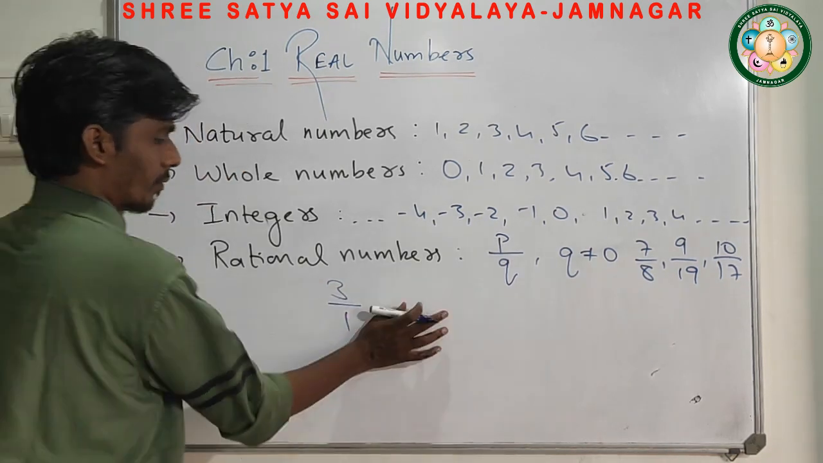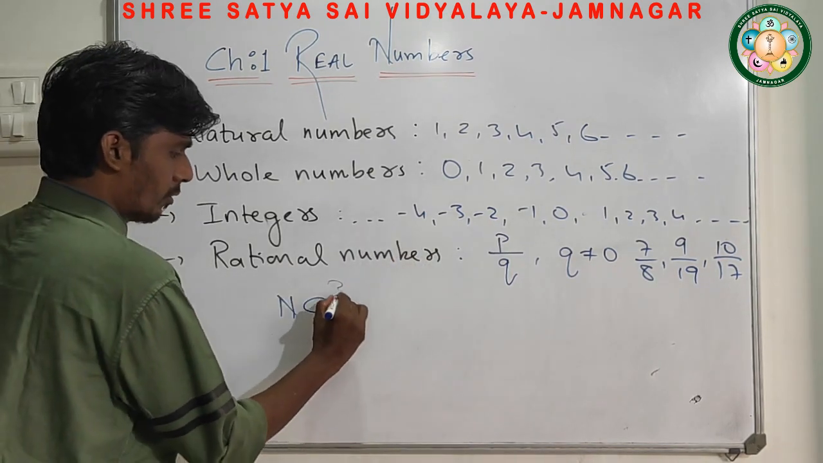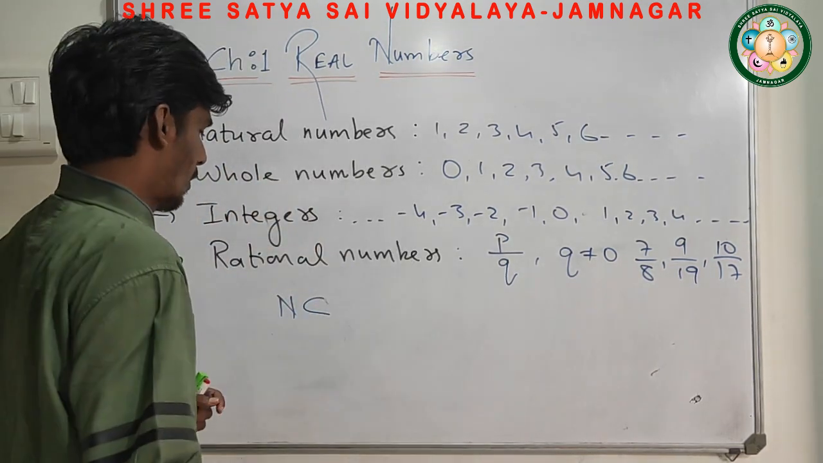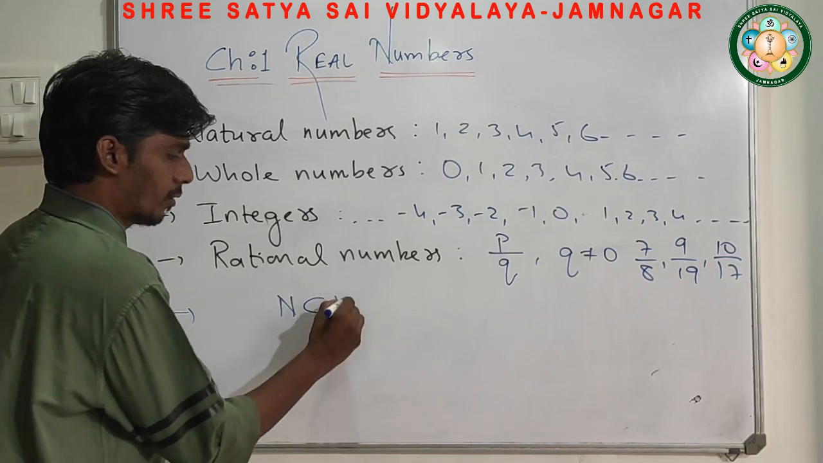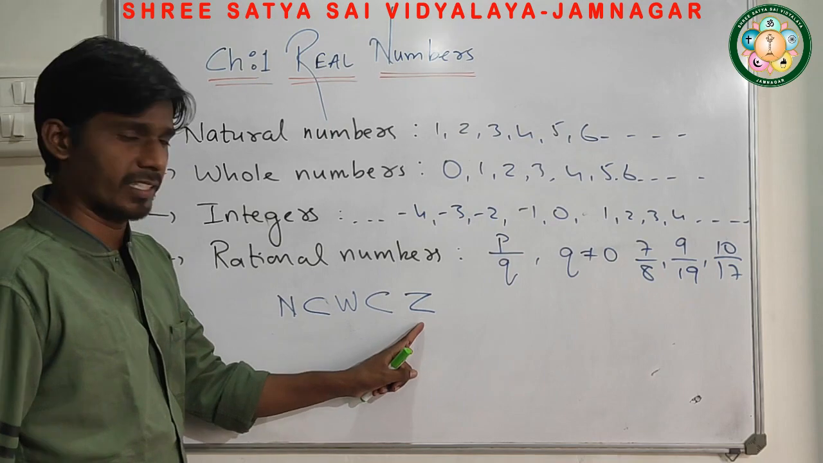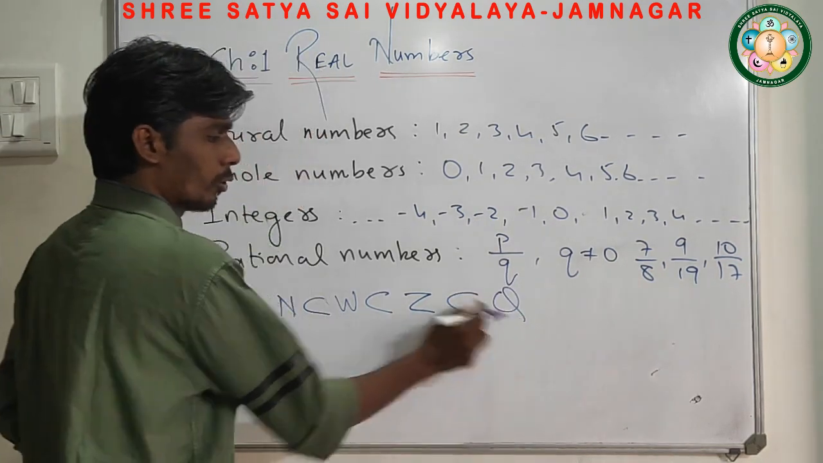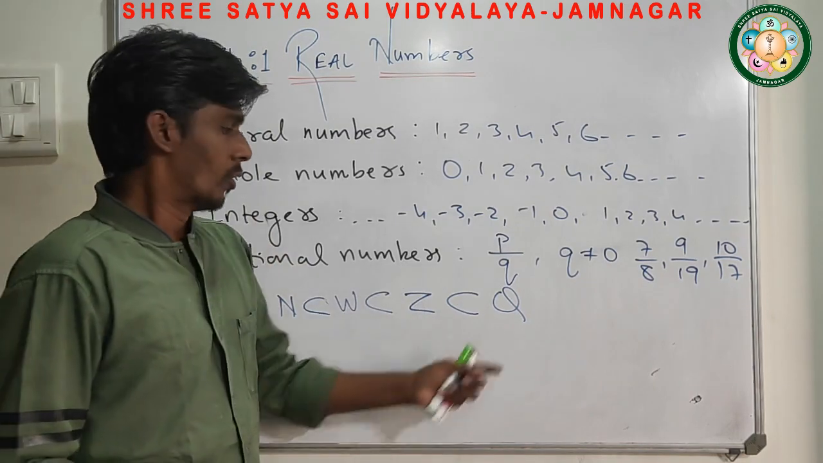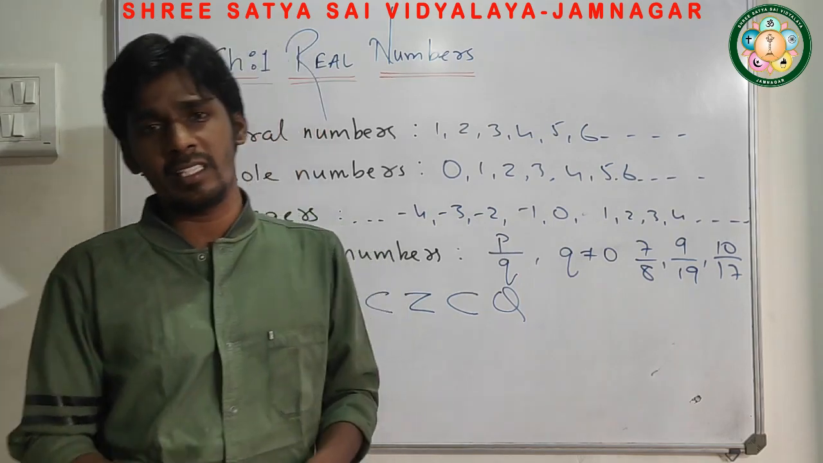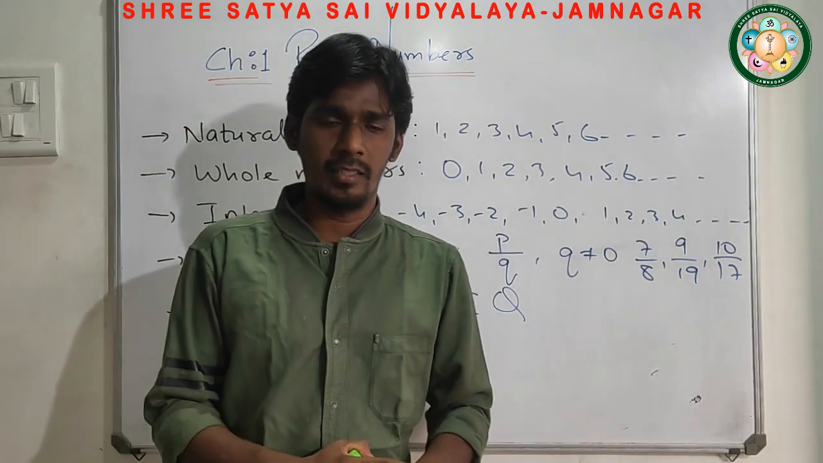So what I mean to say, all the natural numbers are present in what? All the natural numbers are present in whole numbers. All the whole numbers are present in integers. Integers are represented by Z. And all the integers are present in what? Q. Q stands for rational numbers. So till this, all numbers are what? Rational numbers. Now what are irrational numbers? The numbers which are not rational, all are irrational.